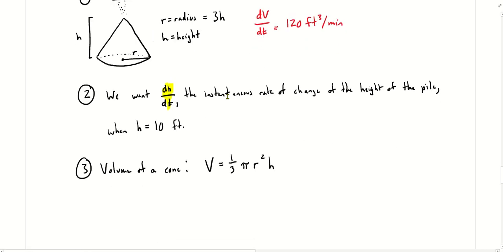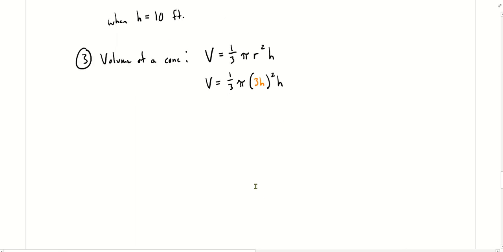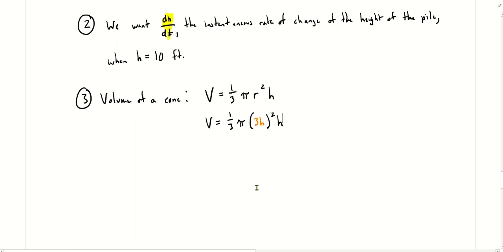So what I'm going to do here, before we differentiate this thing explicitly, is rewrite this as volume equals 1/3 times pi. And for the radius, I'm going to replace it with what we said the radius was in relation to height. So instead of r squared, I'm going to replace the r with 3h. So I've got (3h) squared times h, which is nice because now I have fewer variables to worry about. I just have V and h in here.